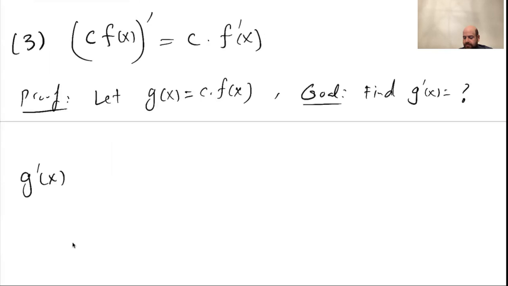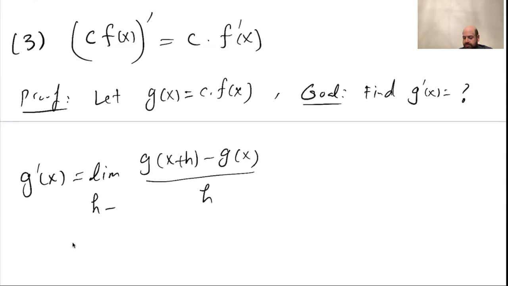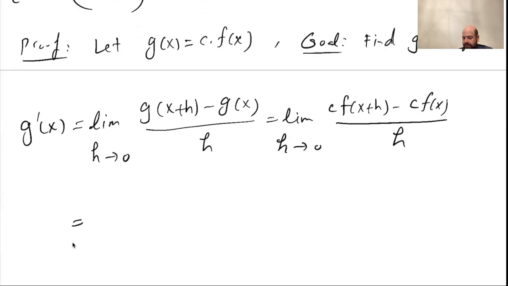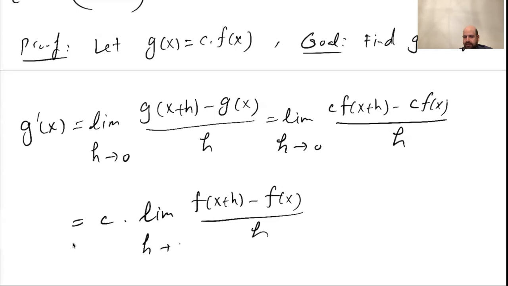g prime of x is equal to the limit of g of x plus h minus g of x over h as h approaches 0. And then this is the limit of c times f of x plus h minus c times f of x, divided by h, as h approaches 0. And then I can take c out: c times the limit of f of x plus h minus f of x over h, as h approaches 0. Because c is a common factor, I can take it out. And I can also take it out of the limit because the limit is over h.